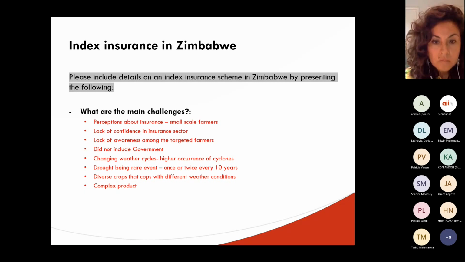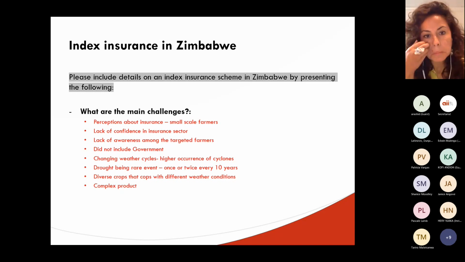And also issues around changing weather cycles, and drought being a rare event. In Zimbabwe, we used to experience drought on average once or twice every 10 years. So as a farmer, you'd ask yourself, should I pay a premium for an event that would possibly happen after 5 years or so? But when drought comes, usually it's by surprise, when you are not prepared.